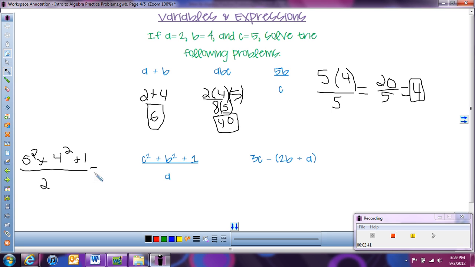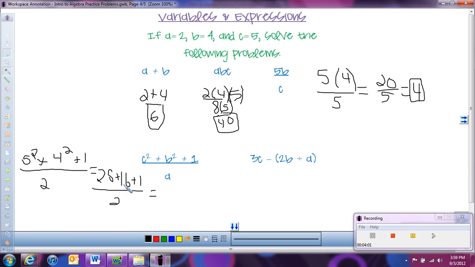We don't have any parentheses, but I do see some exponents. I see a 5 squared, or a 5 times 5, which is 25. And I also see a 4 squared, or a 4 times 4, which is 16. And then 1 left up there on the top, all divided by 2. As we said in the last problem, we're going to do everything on top first, then we'll divide on the bottom. So here I have 25 plus 16.